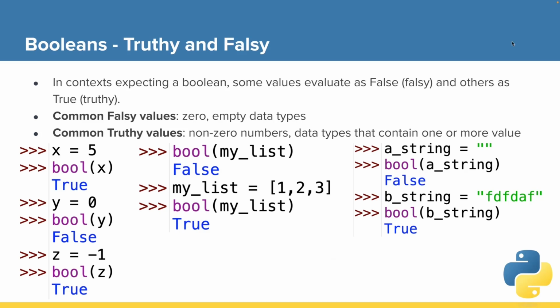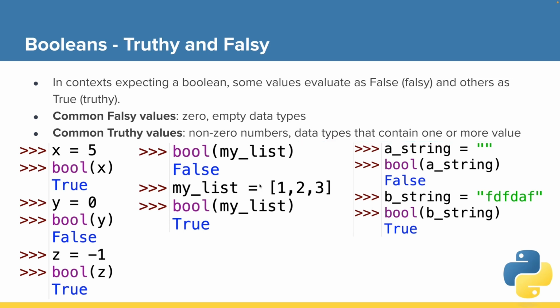Lastly, with Booleans, let's talk about a concept of Truthy and Falsy. In other words, not necessarily having a direct correlation to true or false, or yes or no. However, Python will interpret these as true or false. So, some common values that are falsy are 0 or empty data types. Some common truthy values are non-zero numbers and data types that contain one or more value.